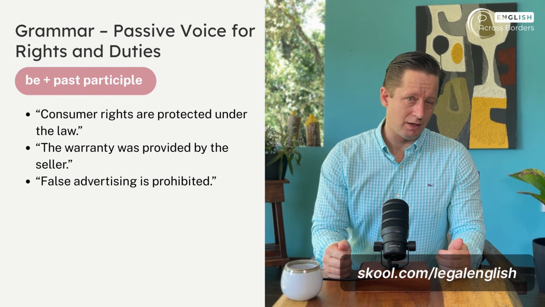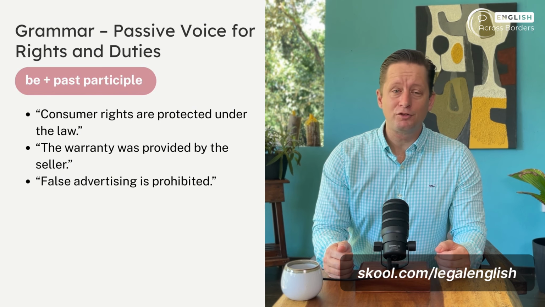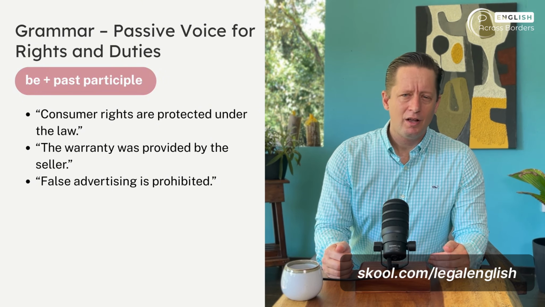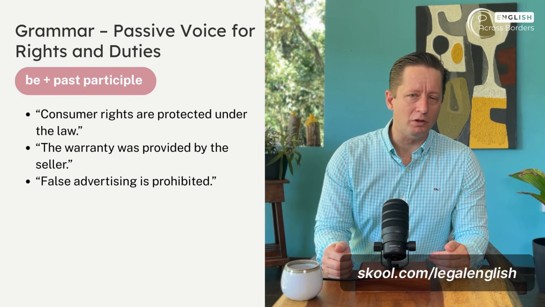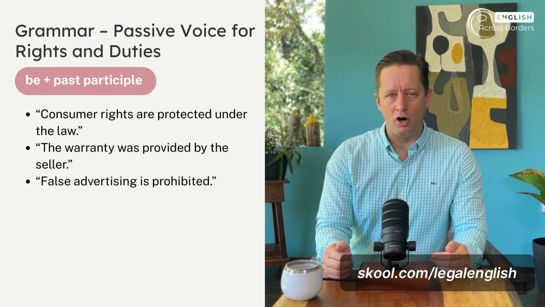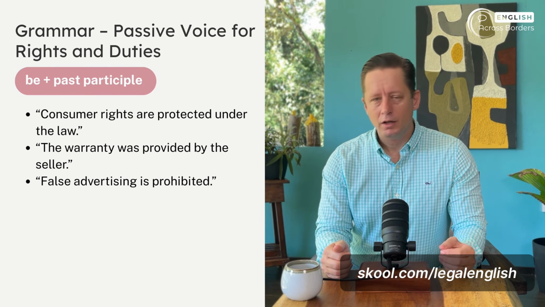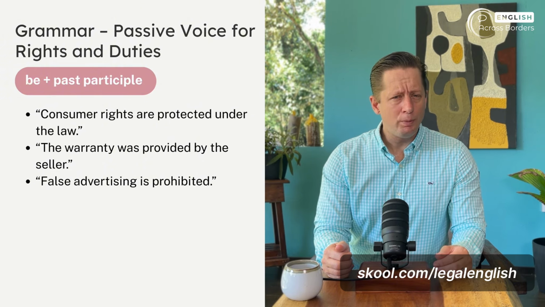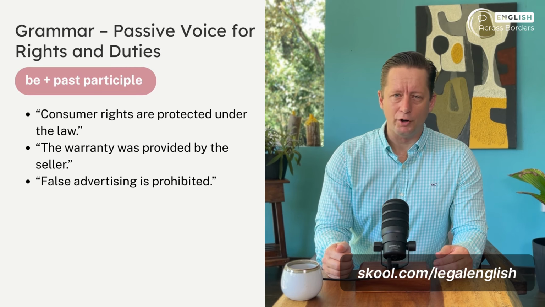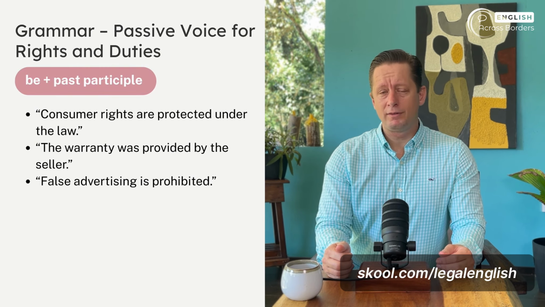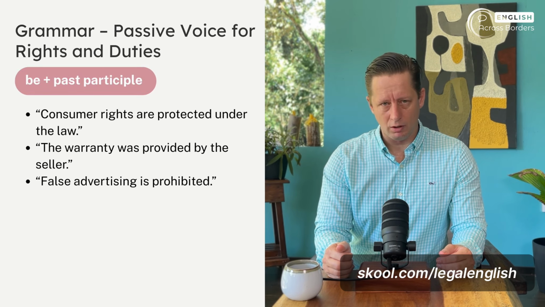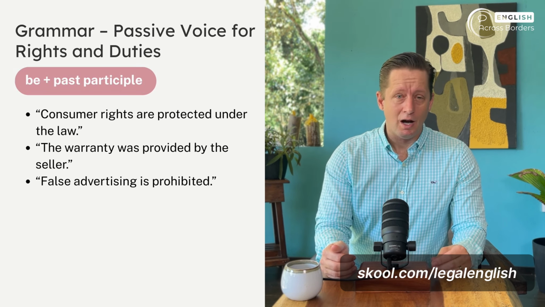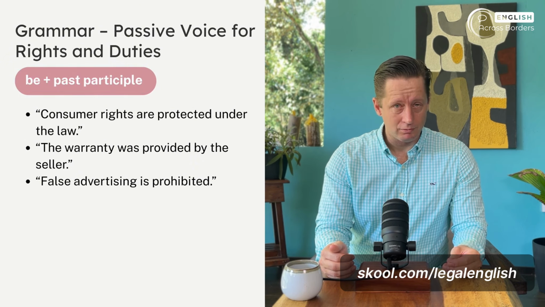Imagine a contract says the goods must be delivered within 30 days. This is passive. The contract does not say who delivers. The focus is on the duty to deliver. Now, let's look at a story. A consumer asks, "Who protects my rights?" The lawyer replies, "Your rights are protected under national consumer law." The passive makes the rule sound official, objective, and impersonal.